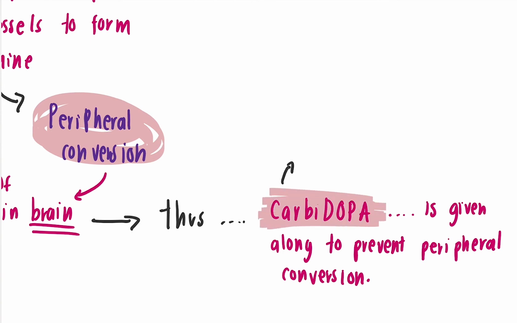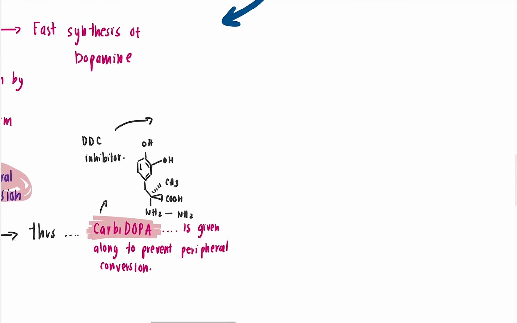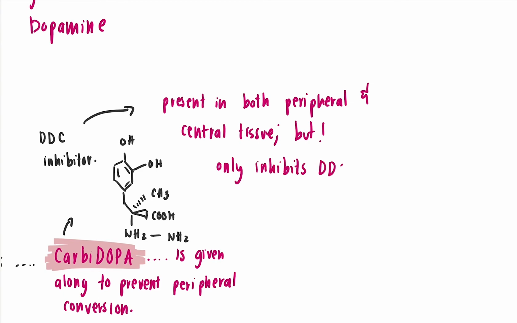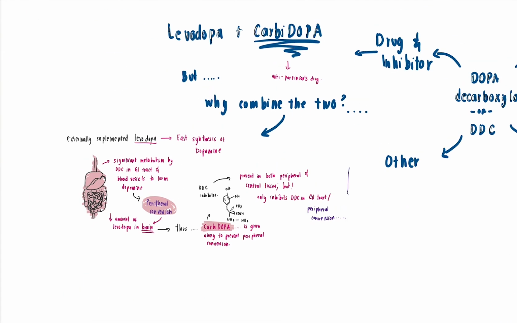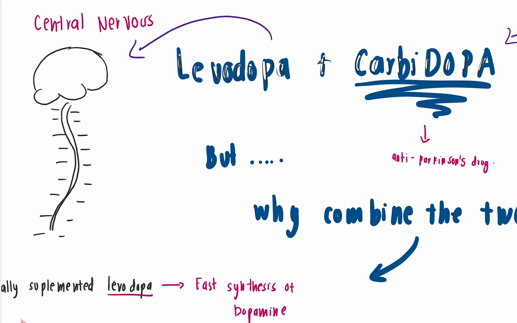So this is when carbidopa is given in order to prevent the peripheral conversion. This here is the structure of carbidopa, which, like I already mentioned, by itself is going to be ineffective. It has to be in conjunction with levodopa. So these two together will inhibit DDC in the GI tract, and so this will cause levodopa, or L-DOPA, to actually be able to reach the brain.